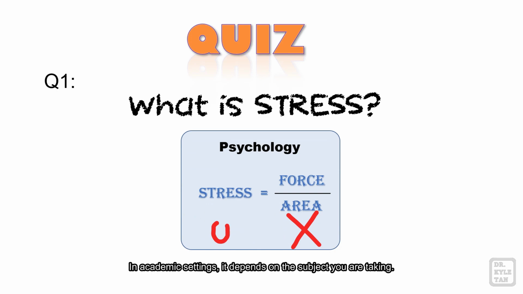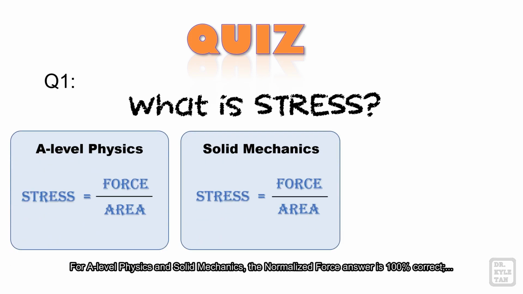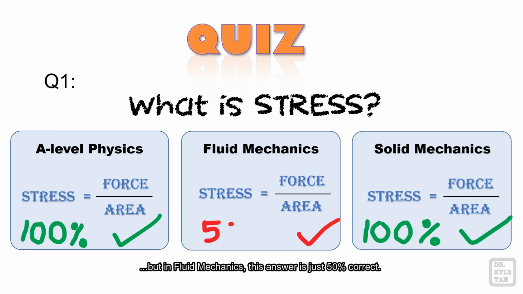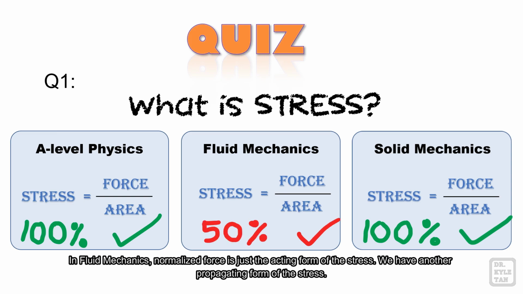In academic settings, it depends on the subject you are taking. For A-level physics and solid mechanics, the normalized force answer is 100% correct, but in fluid mechanics, this answer is just 50% correct. In fluid mechanics, normalized force is just the acting form of the stress. We have another propagating form of the stress.